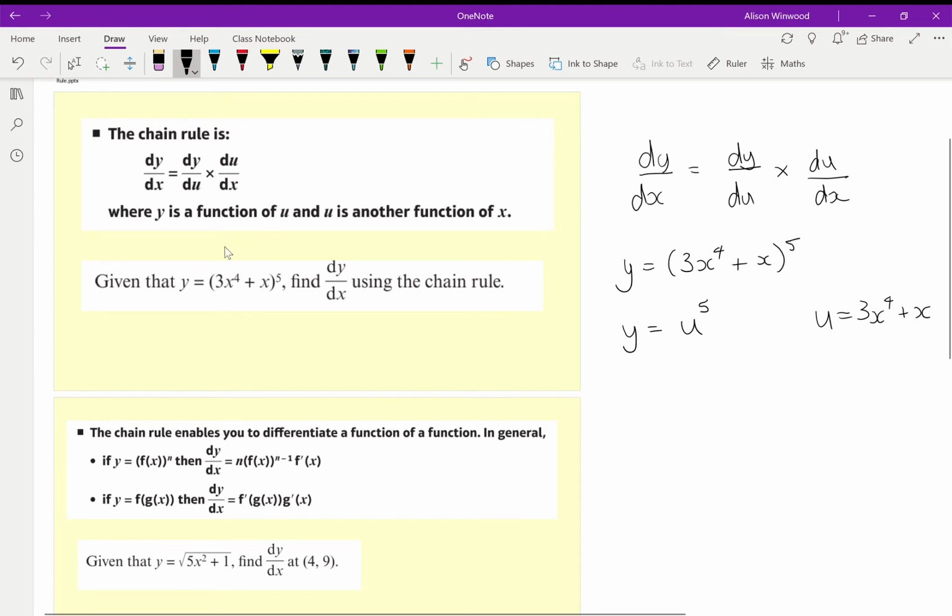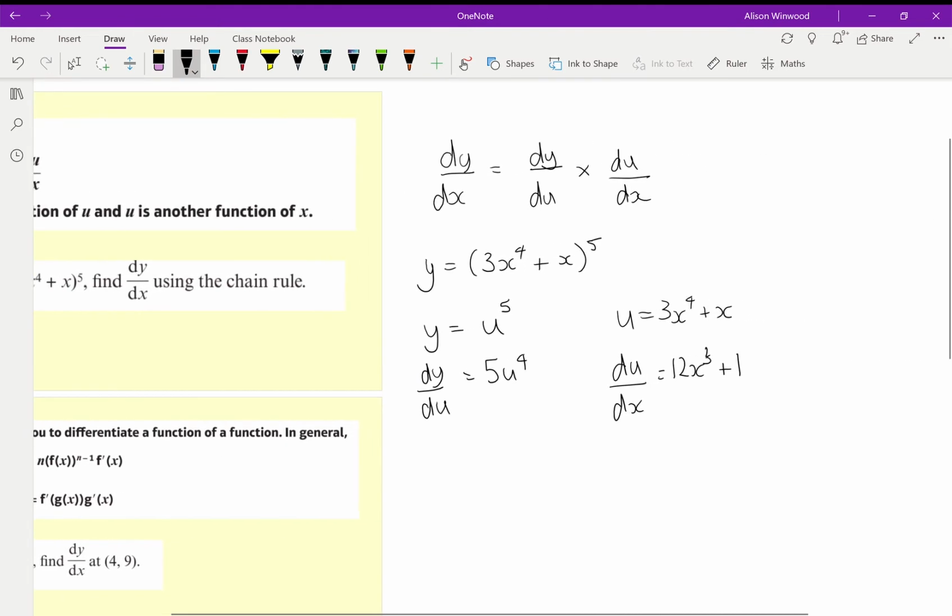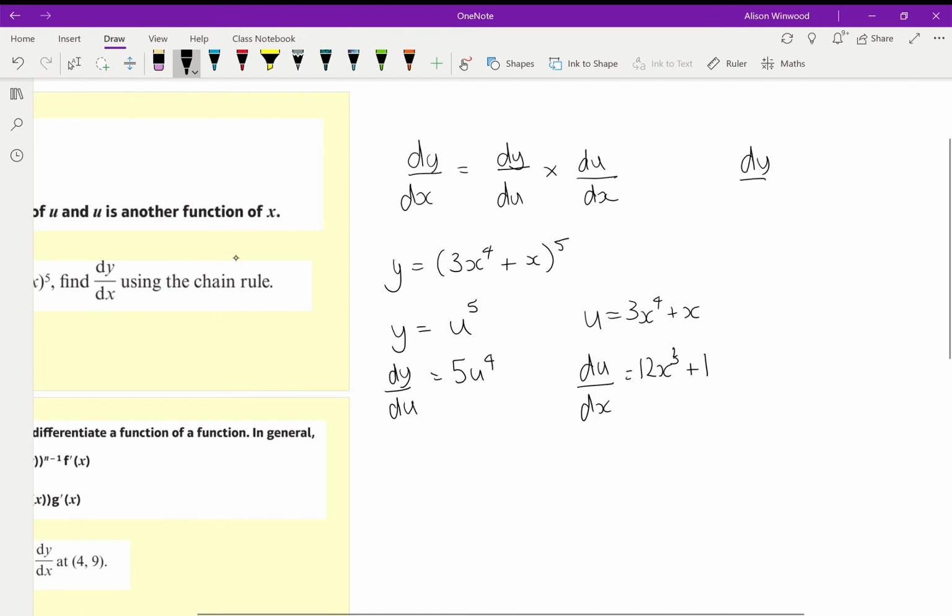Then the chain rule says if I differentiate y with respect to u, which is a standard polynomial, that's 5u^4, and I differentiate u with respect to x, sorry, that's u, not y, I get 12x^3 + 1. Then I can put them back together according to the formula. So dy by dx equals 5u^4 times (12x^3 + 1).